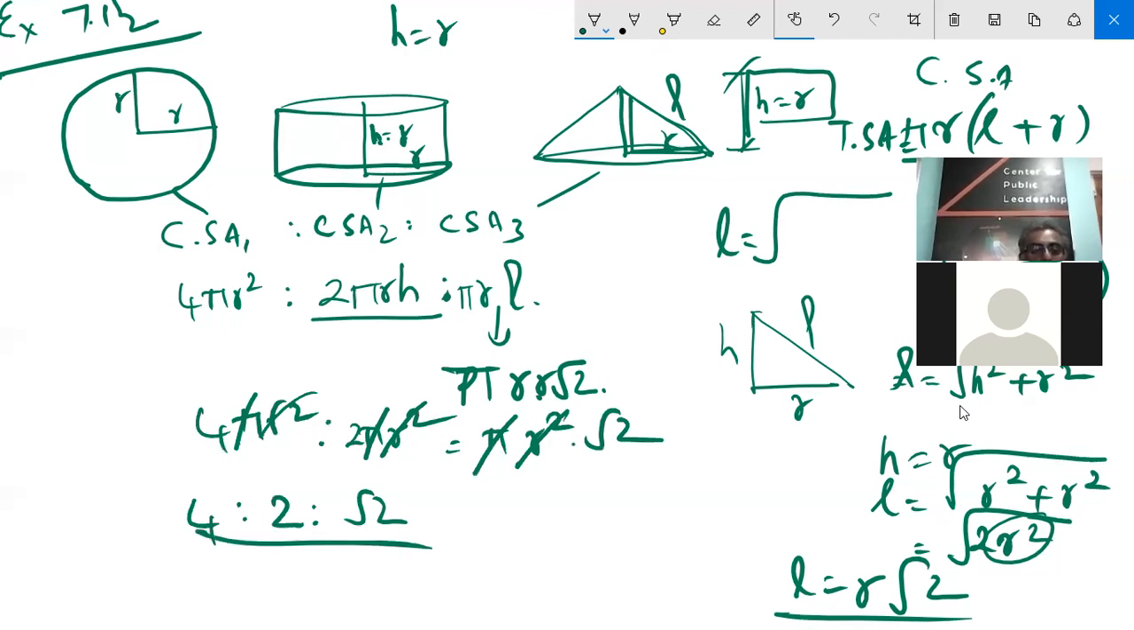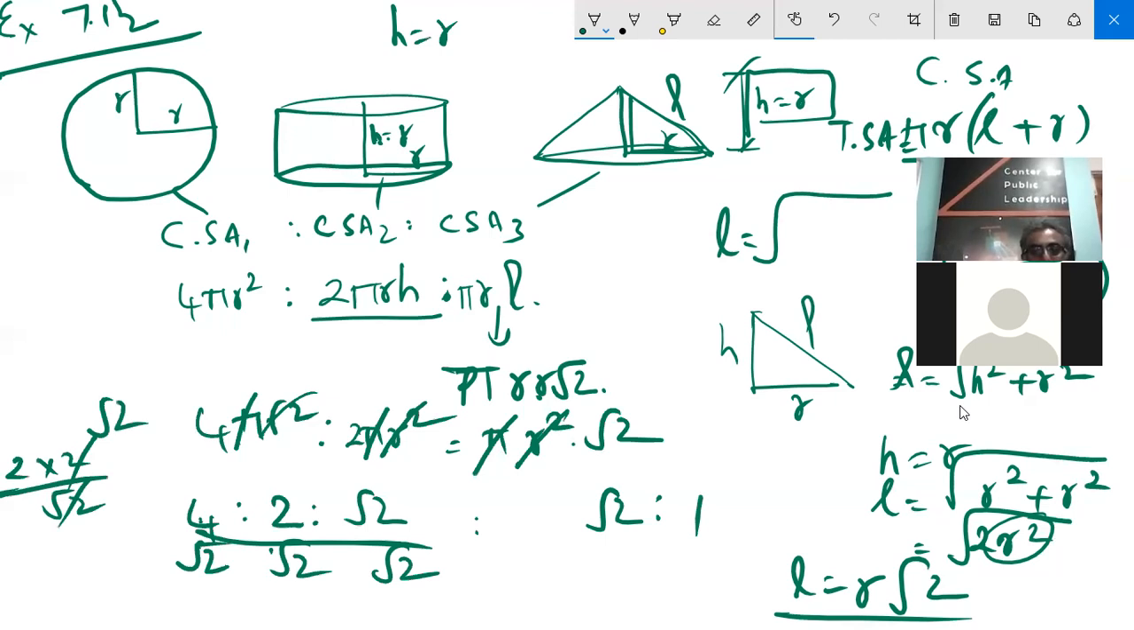In case you want to give it in terms of 1, then divide everything by root of 2. Root of 2 by root of 2 is how much? 1. 2 by root of 2 is root of 2. 4 by root of 2 is 2 into 2 divided by root of 2, this will become 2 root of 2. So the answer is 1 : root of 2 : 2 root of 2. This is the ratio of the CSAs of the sphere, the cylinder, and the cone. All right. Are you able to understand?